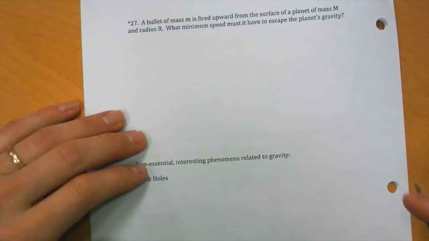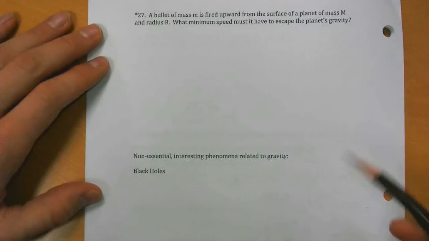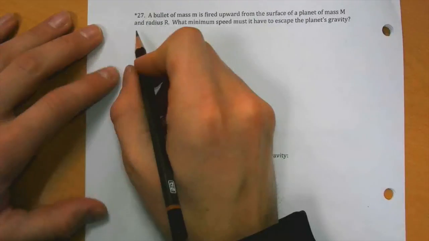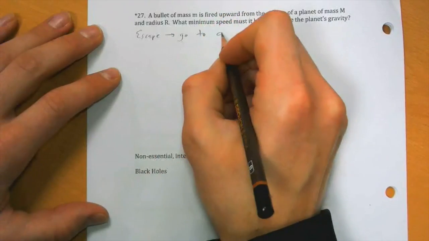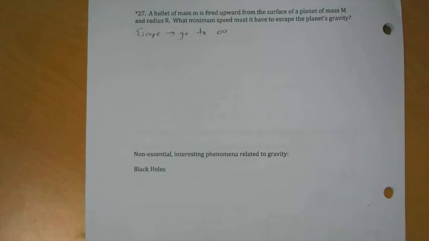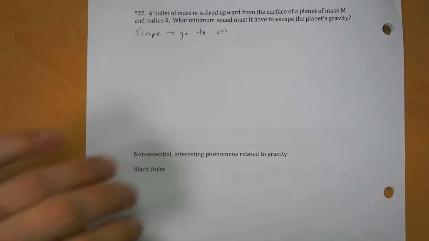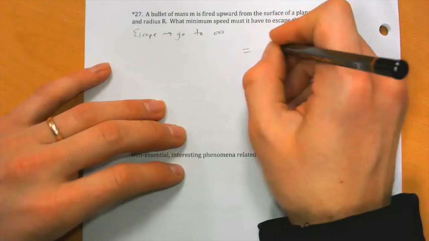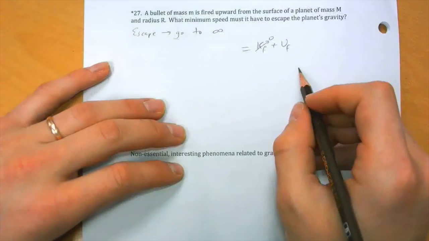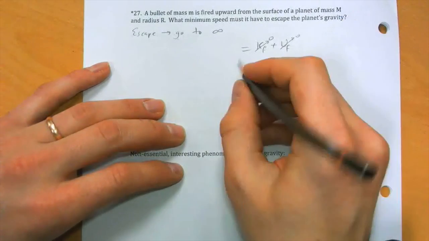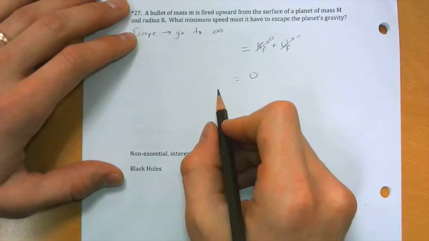A bullet of mass m is fired upward from the surface of a planet of mass big M and radius r. What minimum speed must it have to escape the planet's gravity? Well, escape means we go out to infinity. So practically speaking, you can never escape a planet's gravitational pull because it's always some distance r away that's not infinity. But this is calculating what's called escape speed. So for escape speed, we need to make it out to infinity, which means that we just barely make it, so at infinity it has 0 speed, and at infinity potential energy is 0. So basically what that means is that the total mechanical energy is 0.